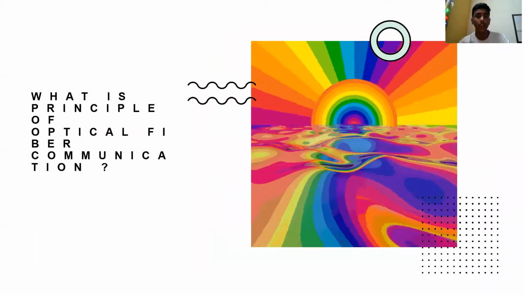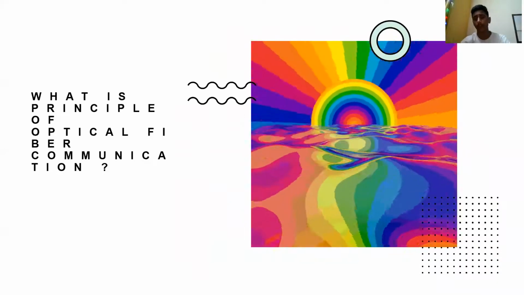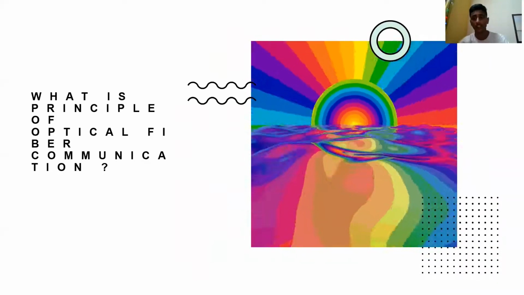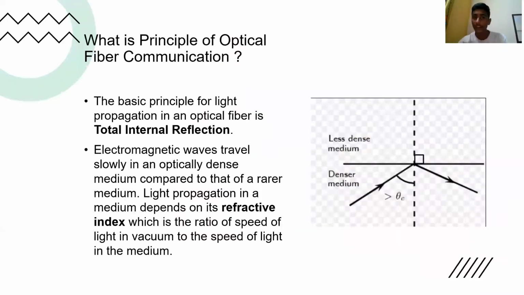Now, what is the basic principle of optical fiber communications? It's the basic principle of light propagation in an optical fiber, which is total internal reflection. Electromagnetic waves travel slowly in an optically dense medium compared to a rarer medium. Light propagation in a medium depends on its refractive index, which is the ratio of the speed of light in a vacuum to the speed of light in the medium.